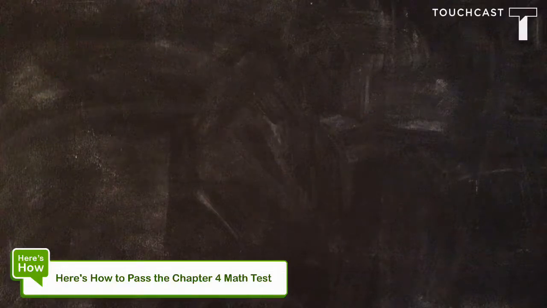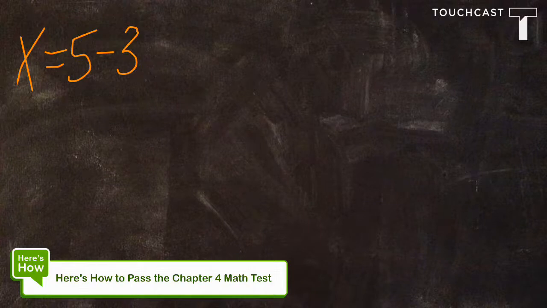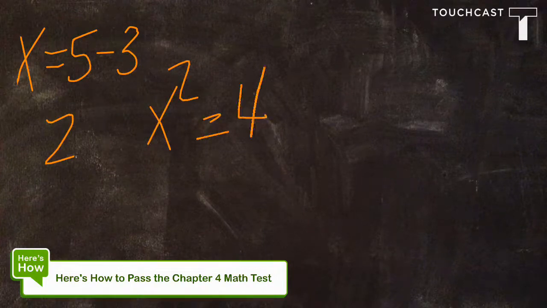The last part you're going to have to know is about using exponents. If you have an x which is equal to 5 minus 3, that'll give you 2. If you have to square that 2, you're going to get 4. If you remember all of this, you'll do excellent on the test.